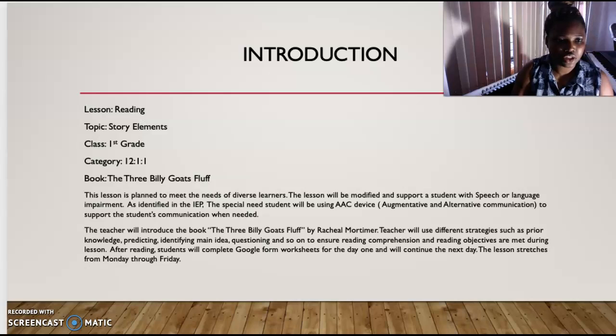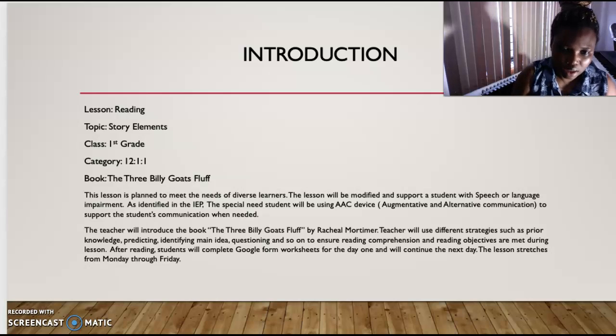I have the introduction. The lesson is reading, the topic is story elements. We are teaching first grade, and it is a 12 to 1 to 1 class. In our 12 to 1 to 1 we have a focused learner with a speech impairment. The book we are reading in this lesson is The Three Billy Goats Gruff.